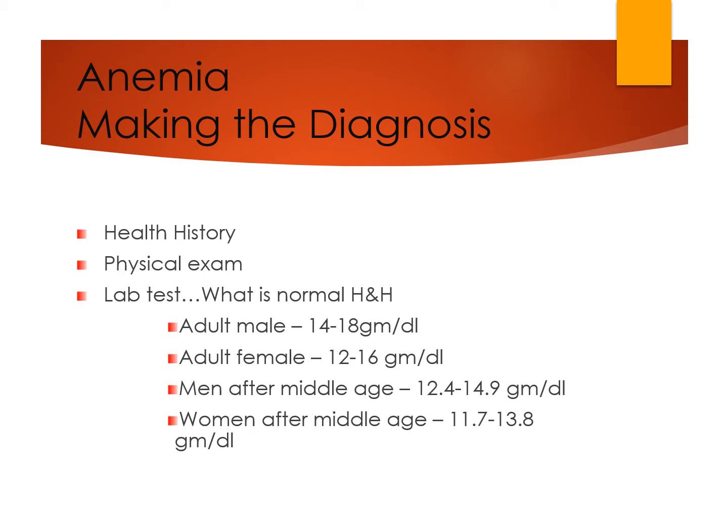An adult male is between 14 to 18 grams per deciliter. An adult female is between 12 to 16 grams per deciliter. Men after middle age, 12 to 14 grams per deciliter, and women after middle age, again, is going down, 11.7 to 13.8 grams per deciliter. What's happening in an aging adult? You're talking about intrinsic factor changes. As a patient ages, they're going to be losing some of that intrinsic factor, which is essential for vitamin B12 absorption in the body.